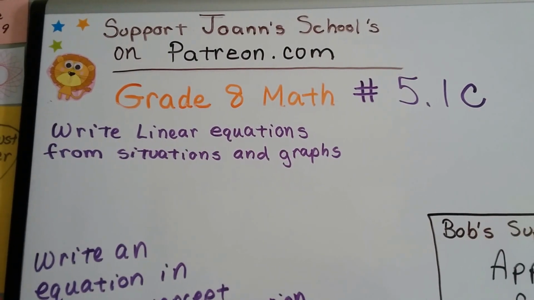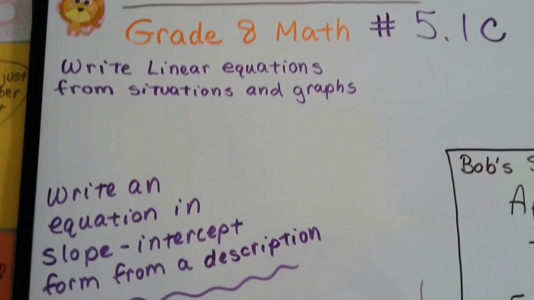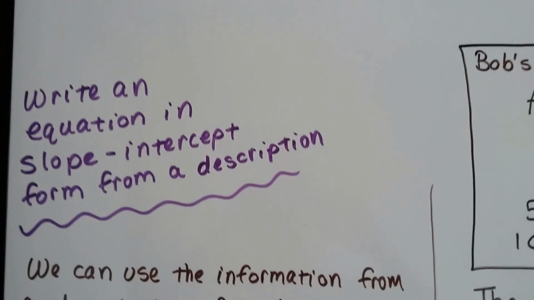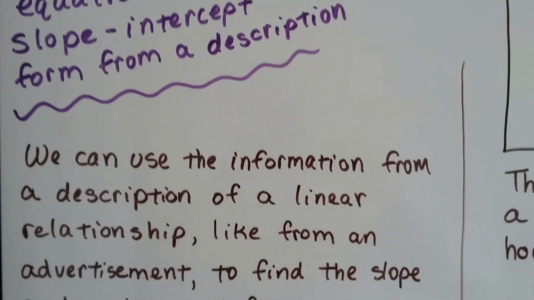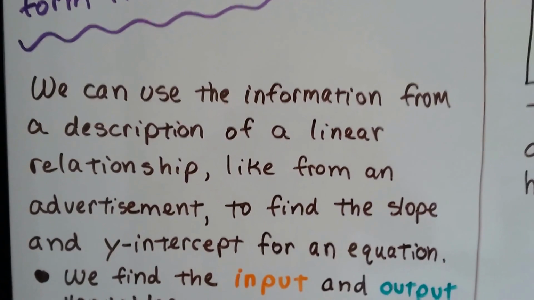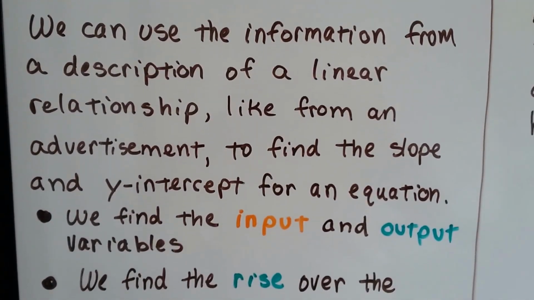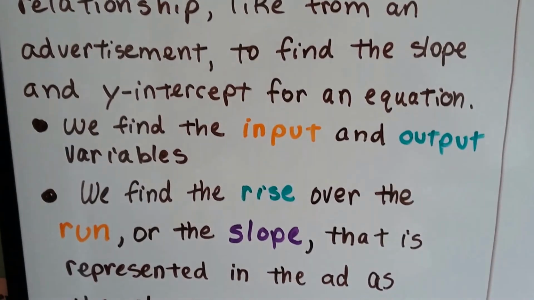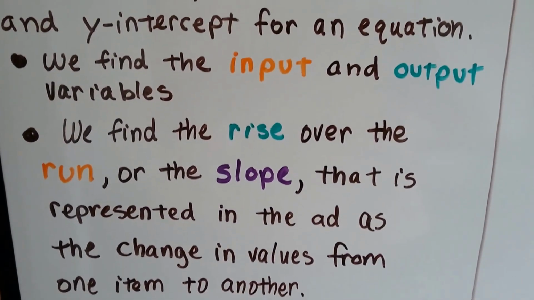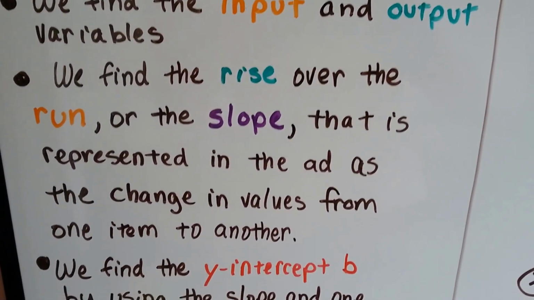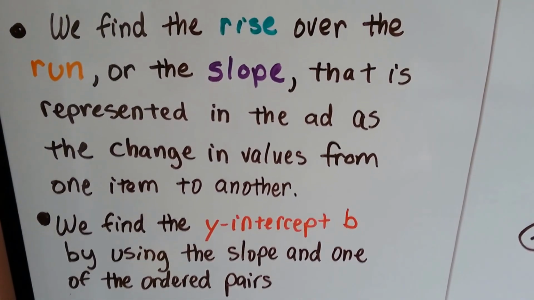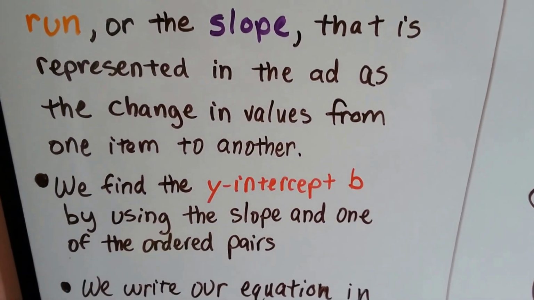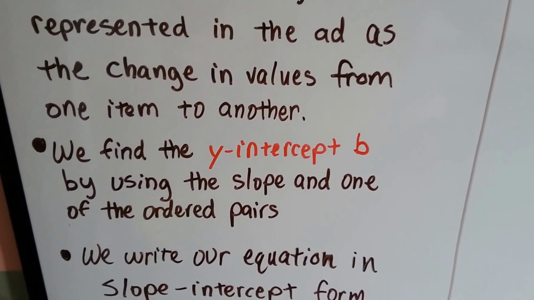Grade 8 Math number 5.1c, write an equation in slope-intercept form from a description. We can use the information from a description of a linear relationship, like an advertisement, to find the slope and y-intercept for an equation. We find the input and output variables. We find the rise over the run, or the slope, that is represented in the ad as the change in values from one item to another.